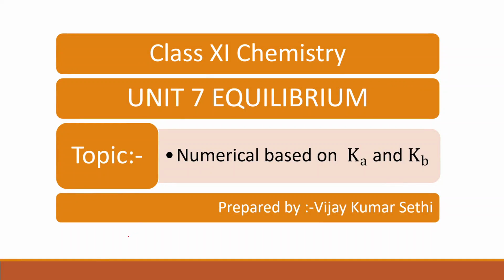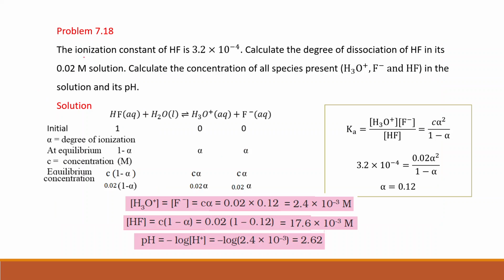Class 11th chemistry, we were discussing unit 7 equilibrium, and in this video we are going to discuss numerical based on Ka and Kb. First of all, problem 7.18.